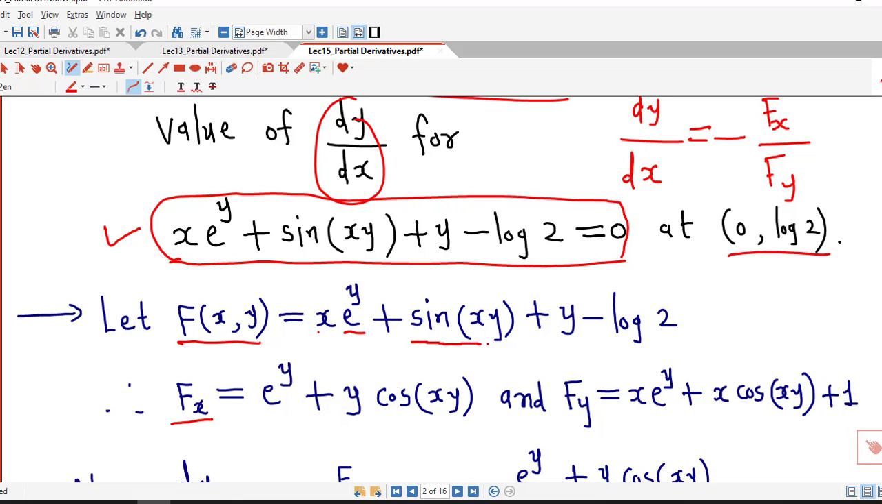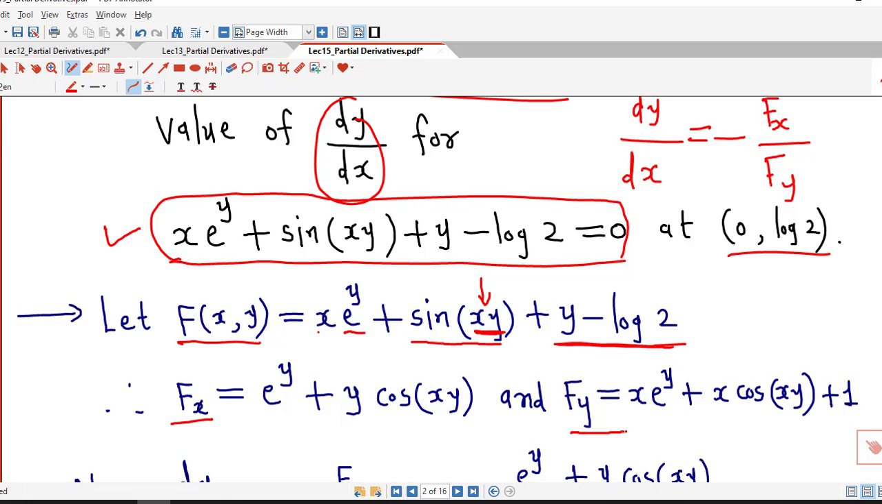In second term, derivative of sine function is cos function, and in the product we have to differentiate x into y with respect to x. So for that y is constant and derivative of x is 1, so it is y into cos xy, and there is no x here, so derivative of this term with respect to x is 0.